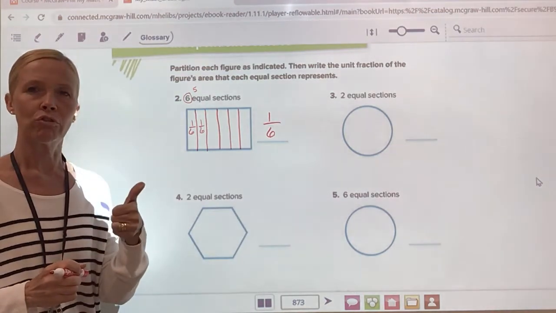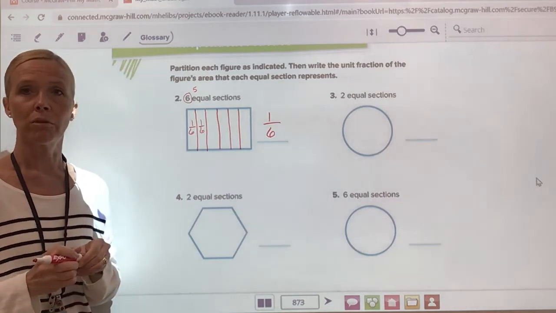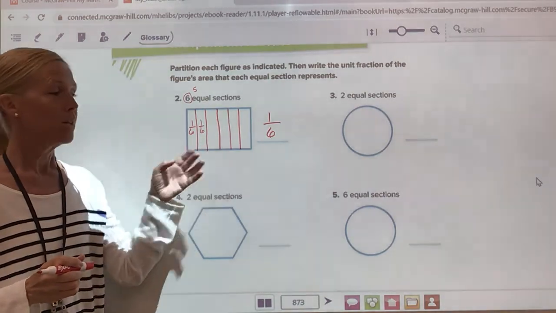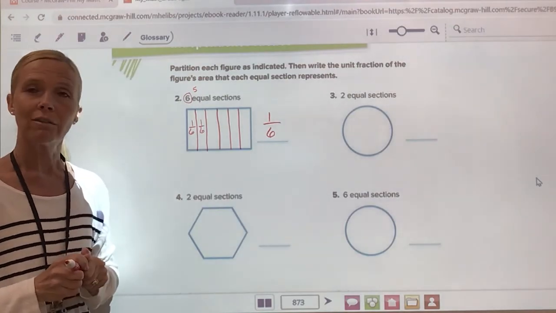So I think you'll do great with these. Unit fractions are really a review. Breaking shapes up into sections like this is kind of a review. So I will let you work on the rest of that by yourself.